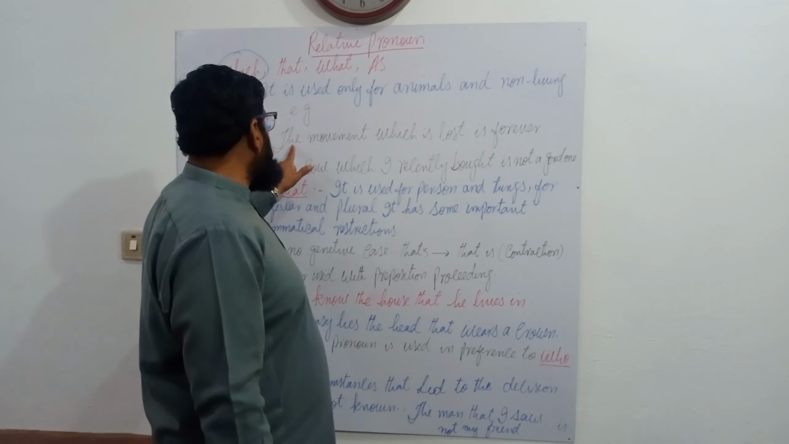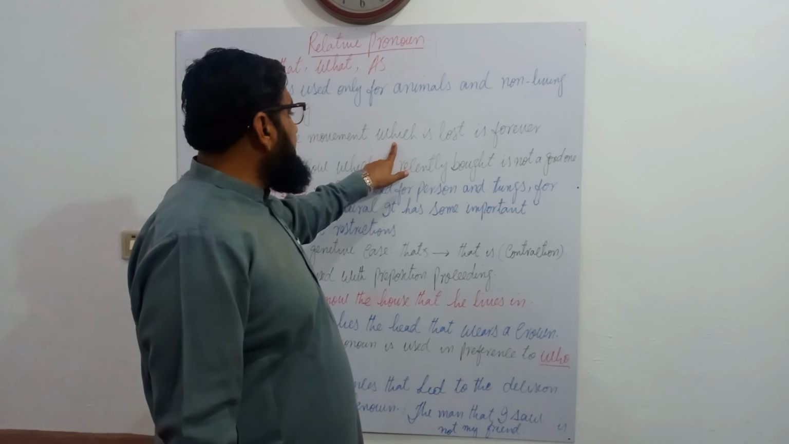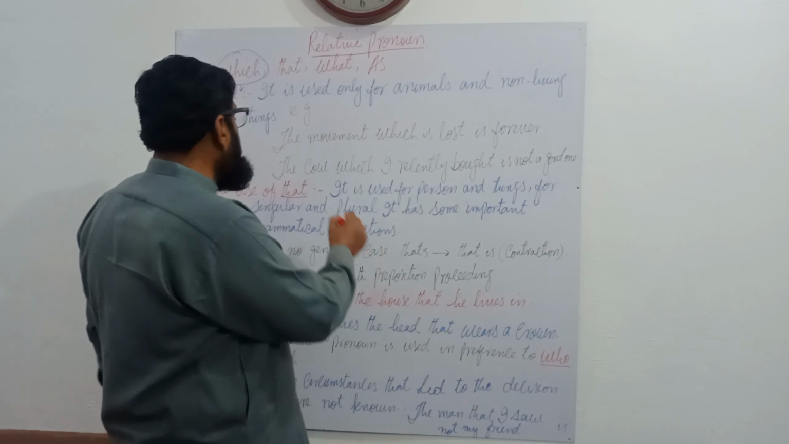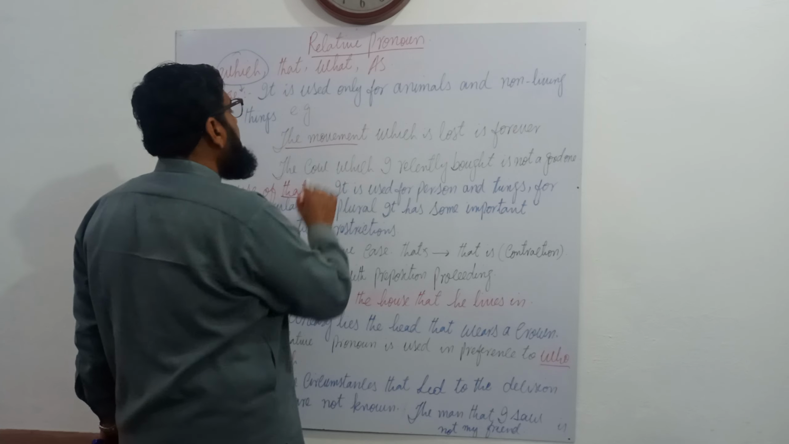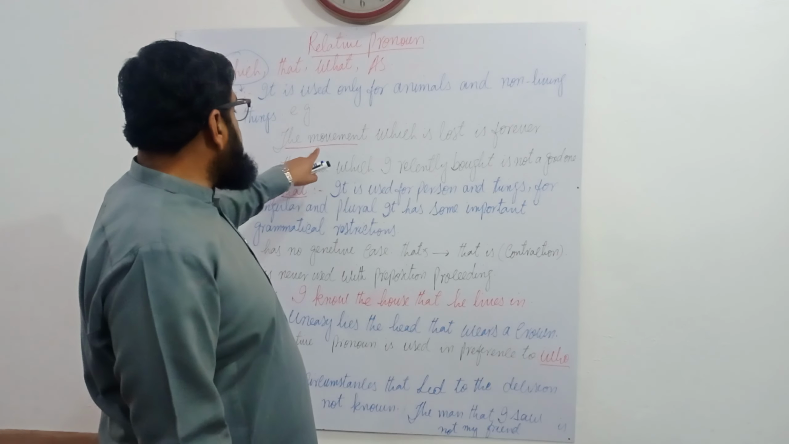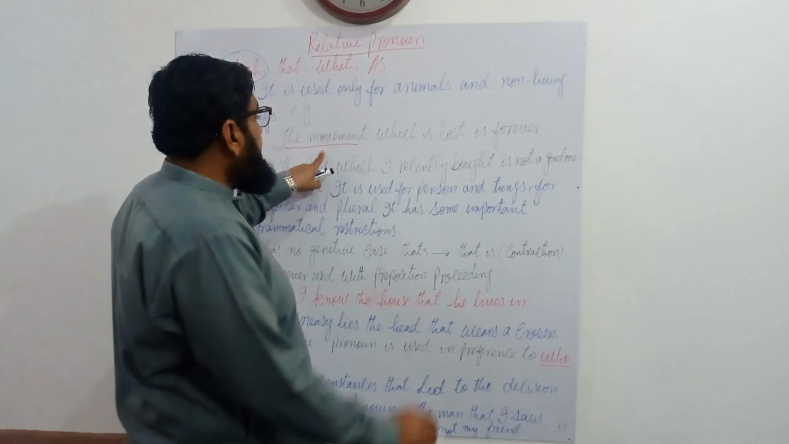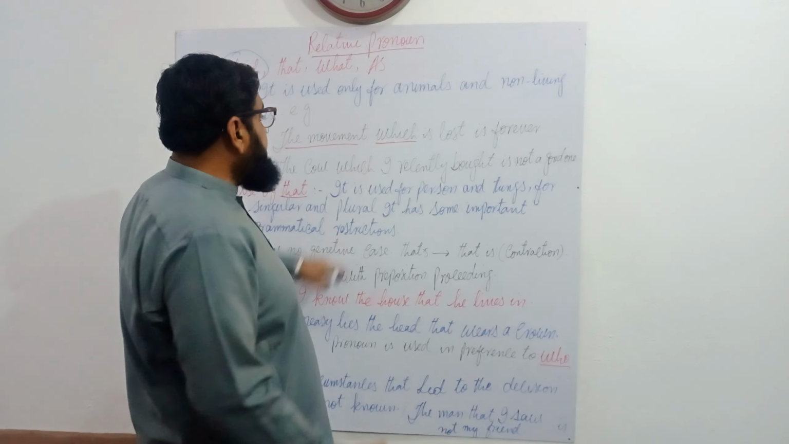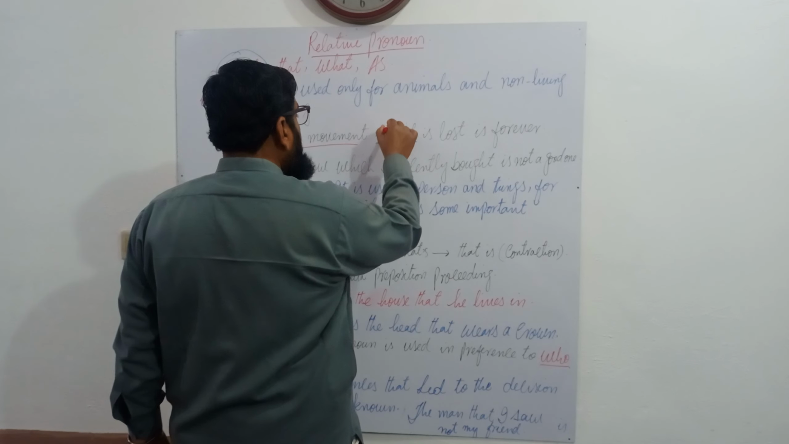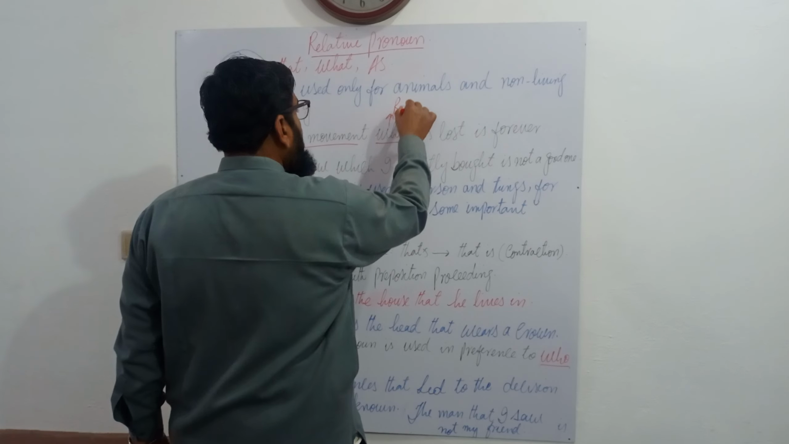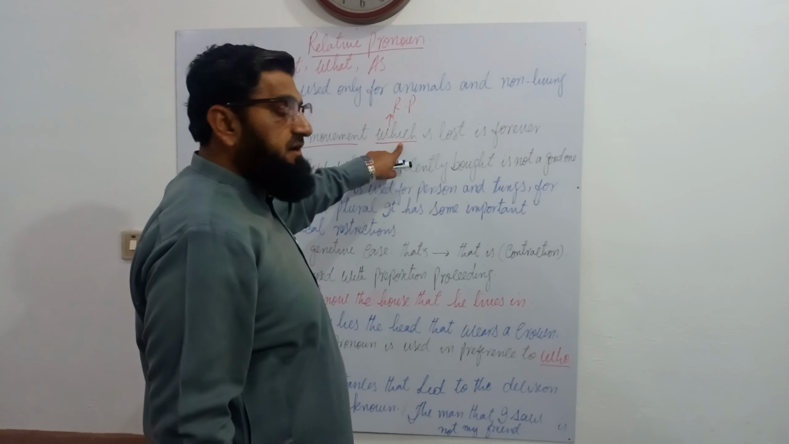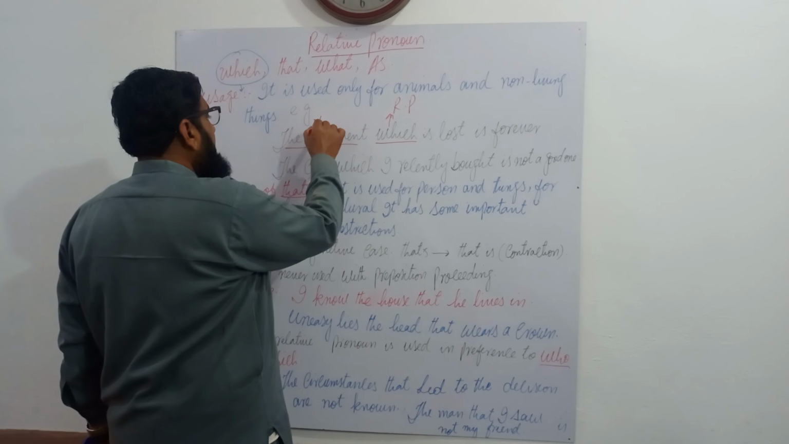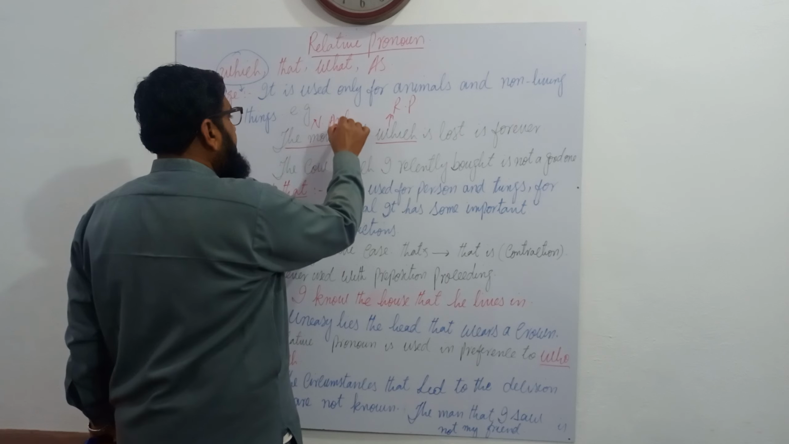So how can we use it? For example, the moment which is lost is forever. I have already told that there will be a noun or pronoun as the subject of this sentence, and there will be a relative pronoun. Which is the relative pronoun. I will use RP for relative pronoun. The moment is the noun; here it is the antecedent.